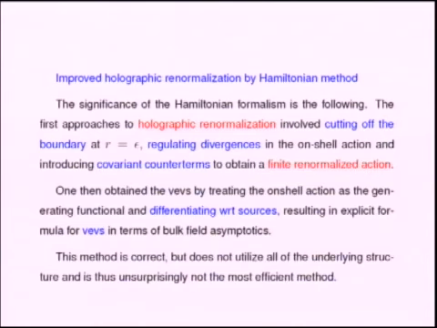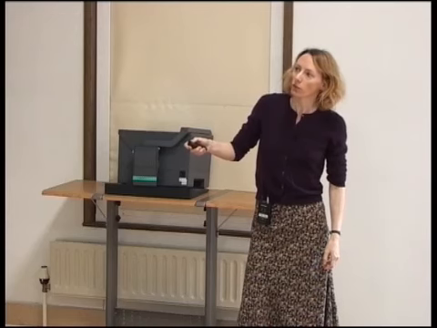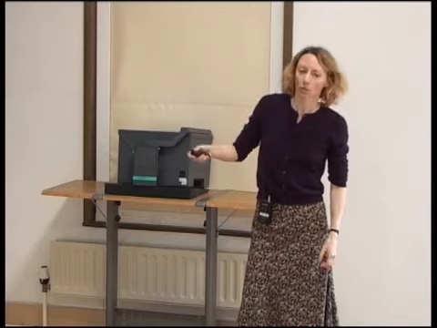The first approaches to doing holographic renormalization were the following. We took the recipe of GKP and Witten, which said that the on-shell action in the bulk should correspond to the generating functional in the conformal field theory. But both sides were infinite; we have infinite volume divergences. So what people did was cut off the boundary, which was at r equals 0, at r equals epsilon, regulate divergences in the on-shell action, add some counterterms, and get a finite renormalized action. Then you treat this as the generating functional for the conformal field theory and obtain your correlators. This results in explicit formulae for the VEVs in terms of the bulk field asymptotics.